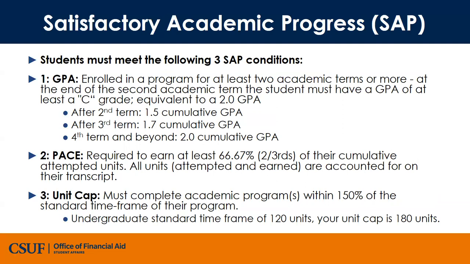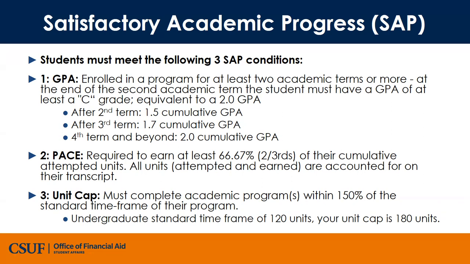The first measure is grade point average, known as GPA. For students enrolled in a program for at least 2 academic years or more, at the end of the second academic year, the student must have a GPA of at least a C grade, which is equivalent to a 2.0 GPA. Below is a breakdown for students who have been at CSUF between 2 and 4 academic terms.